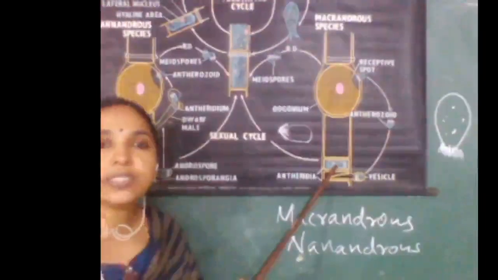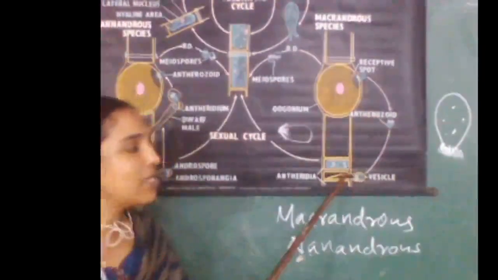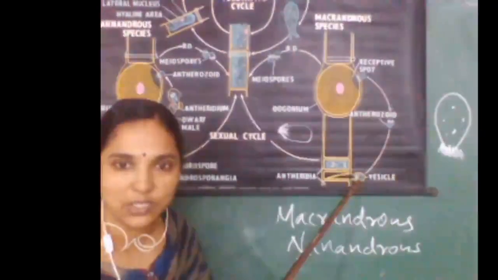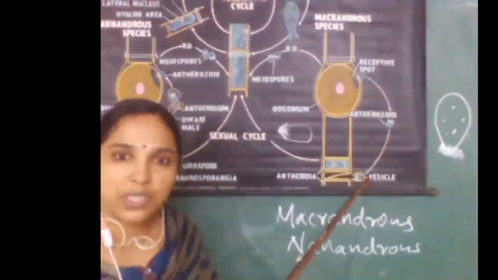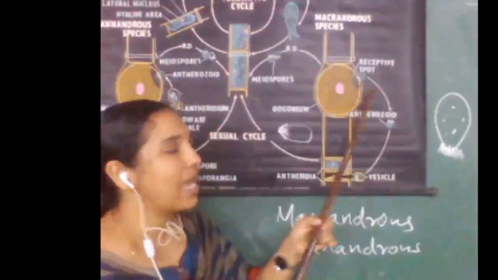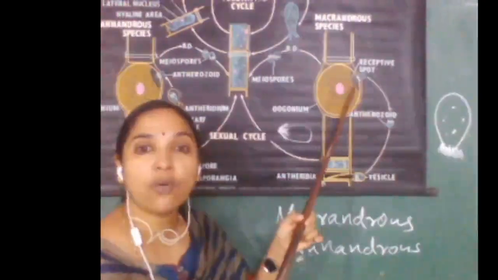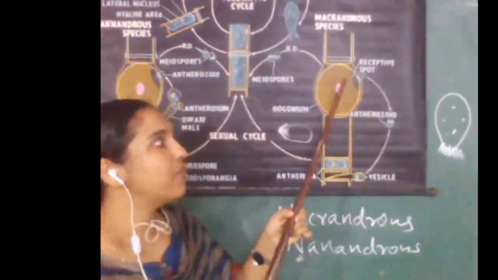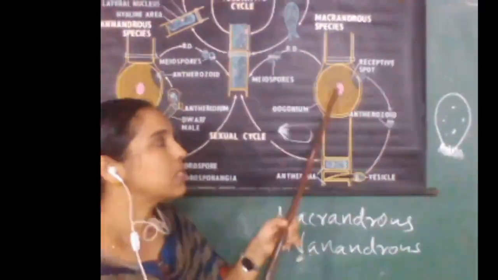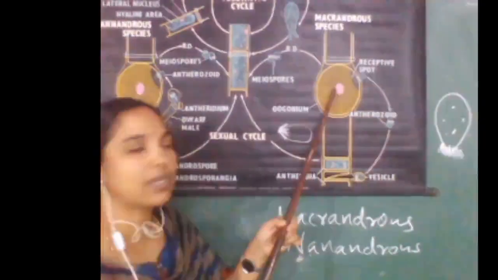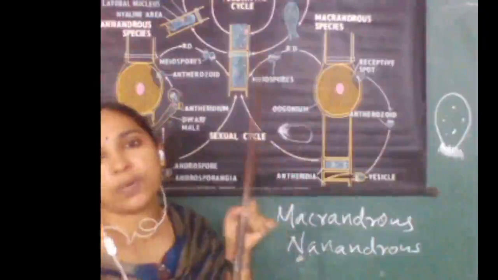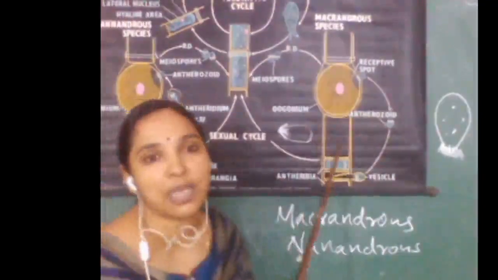So, oogonia and antheridia are in the same filament. Antheridia produce antherozoids, which are liberated in a vesicle. They are multiflagellate structures. They swim in water, then reach and attach to the receptive spot of the oogonium, enter inside and fuse with the egg produced inside the oogonium. This is the egg. Clear? Fertilization takes place and a diploid zygote is formed. This is the Macrandrous type.